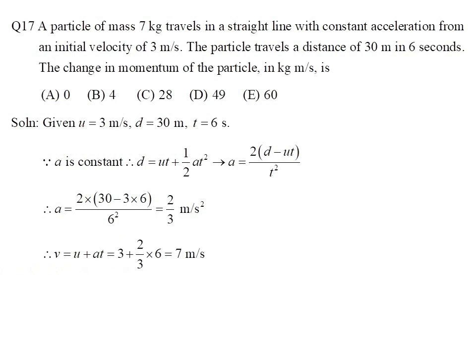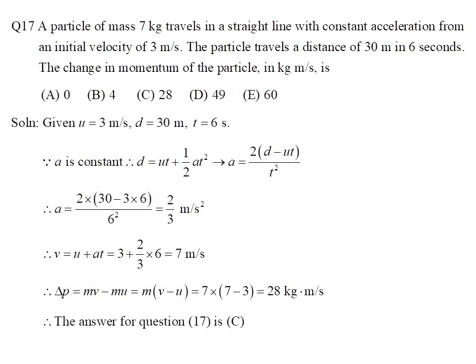Accordingly, the velocity after traveling 6 seconds equals u plus at, which equals 3 plus 2 over 3 times 6, which equals 7 meters per second. Hence, the change of momentum of this particle, delta p, equals mv minus mu, which equals 28 kilogram meters per second. Therefore, the answer for question 17 is C.